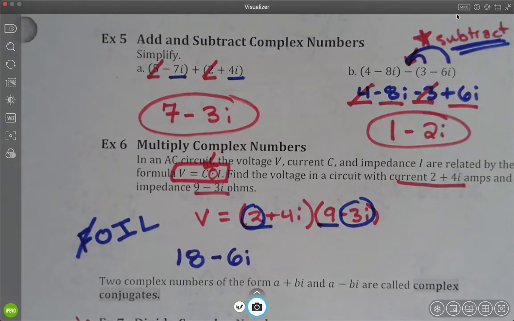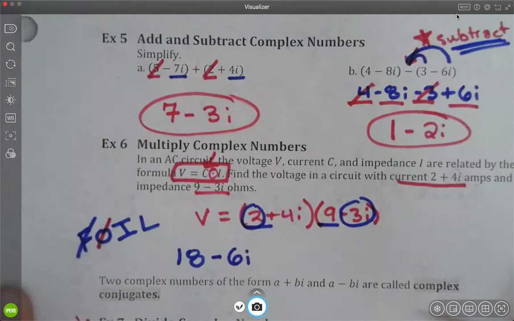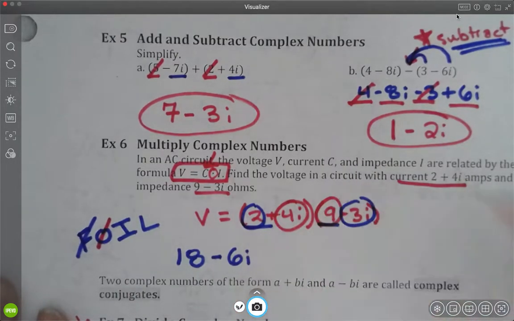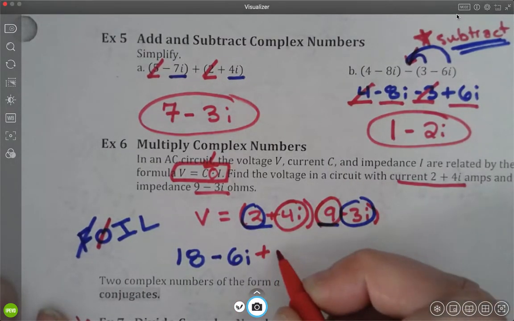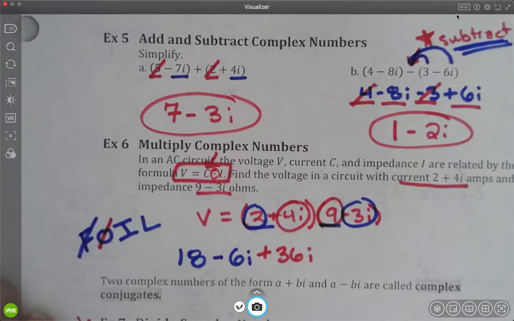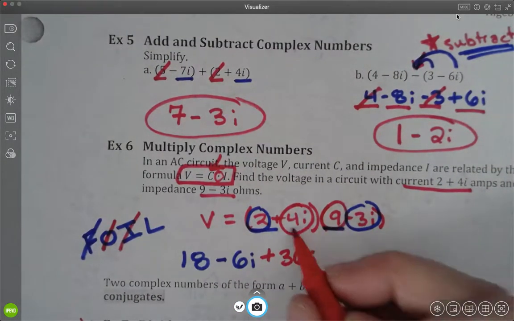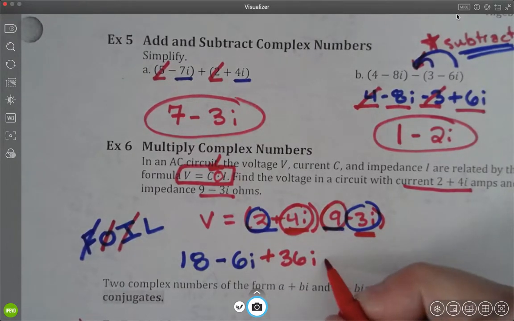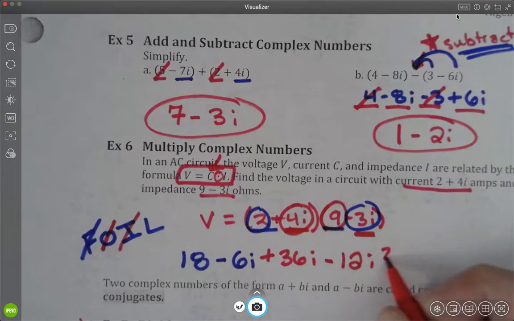Then you do the insides. 4i and 9. 36i. Right there. That's the insides. And the last pieces. 4i and negative 3i. Negative 12i squared.